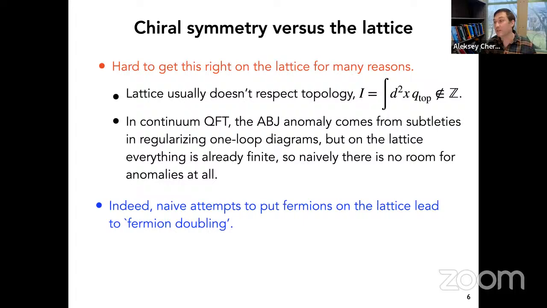But on the lattice, everything's already finite. So naively, there's not really any room for anything like an ABJ anomaly, or any other type of anomaly for that matter. And indeed, naive attempts to stick massless fermions on the lattice run into serious problems that are closely related to the two points that I just mentioned. In particular, if you try to put fermions on the lattice in a naive way, you get something called fermion doubling, which I now want to remind you of.